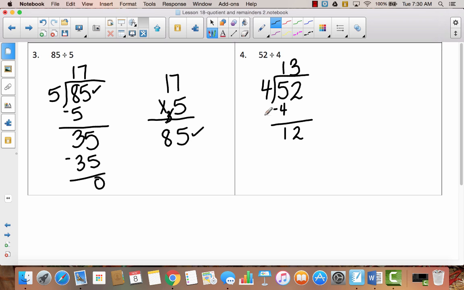I'm going to multiply to see if I have a remainder. 3 times 4 is 12. 12 minus 12 is 0. So now I'm going to check my quotient. My quotient is 13.